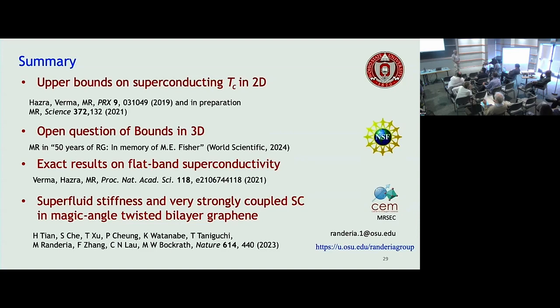Now, for that system, does the attractive Hubbard model have relevance? This is not connected to the talk.